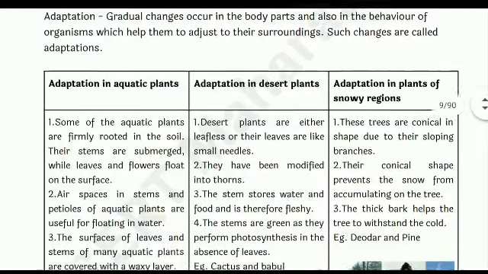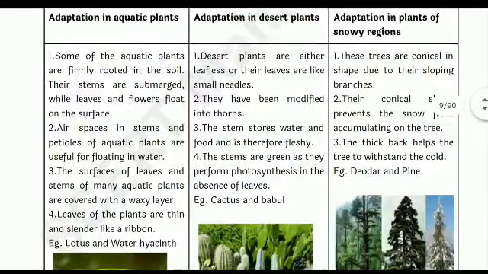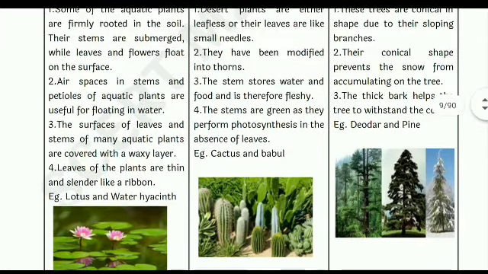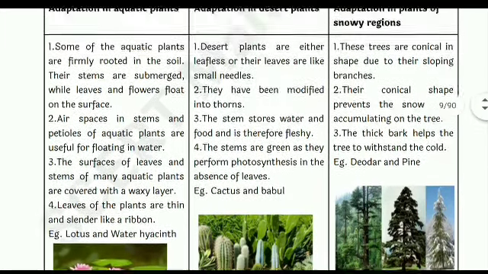Next, adaptation in desert plants. Desert plants are either leafless or their leaves are like small needles. They have been modified into thorns. The stem stores water and food and is therefore fleshy. The stems are green as they perform photosynthesis in the absence of leaves. Cactus and babul are examples of desert plant adaptation.